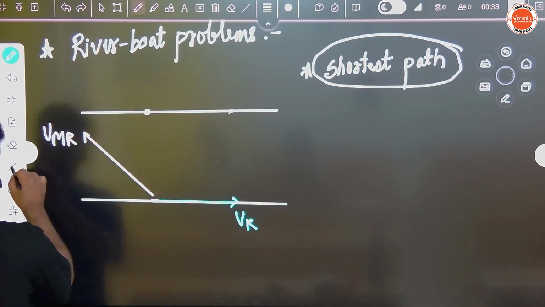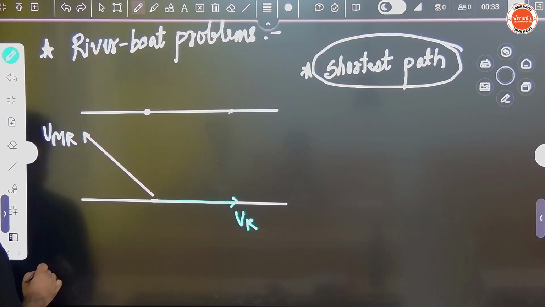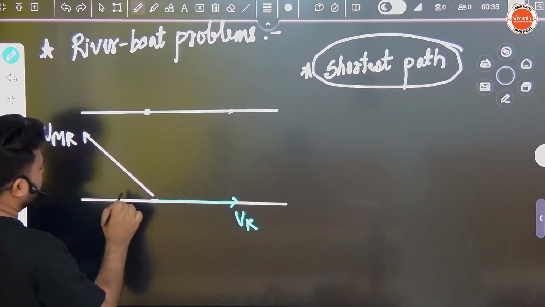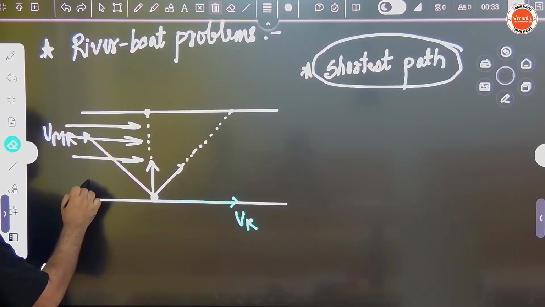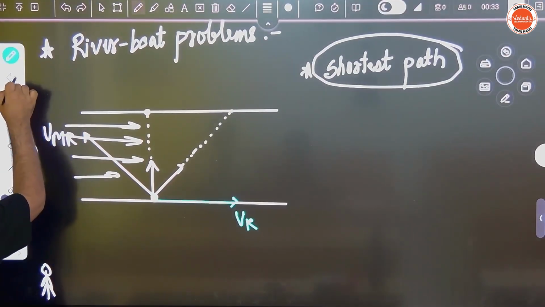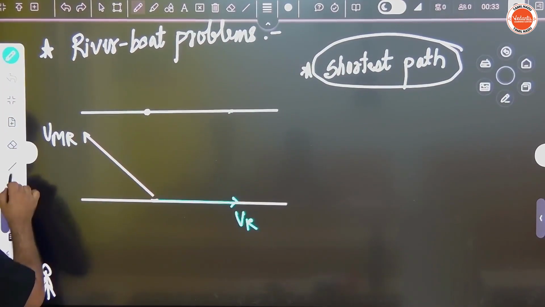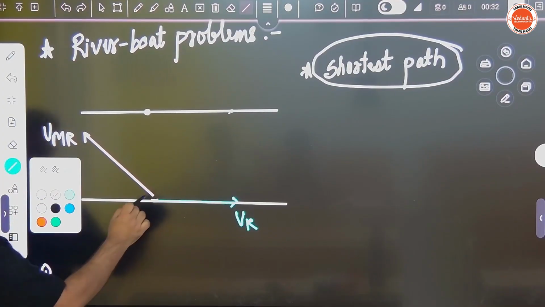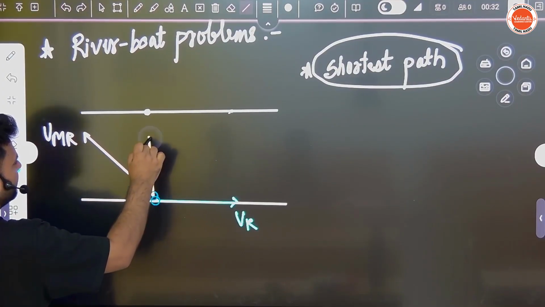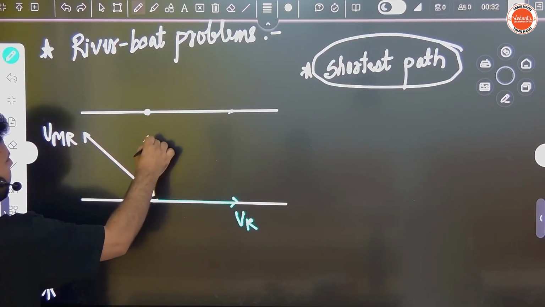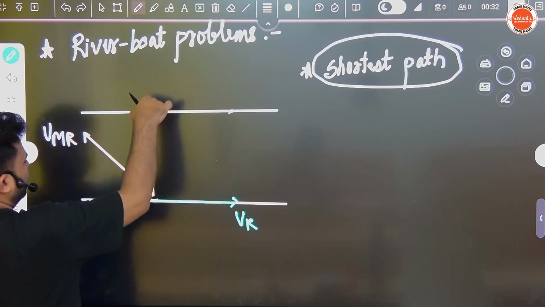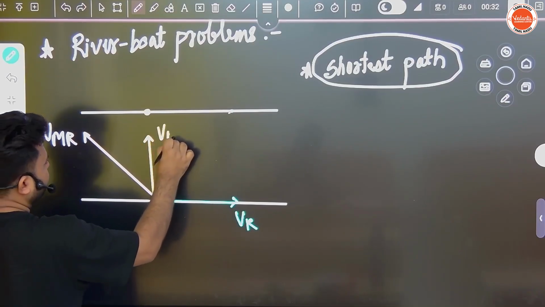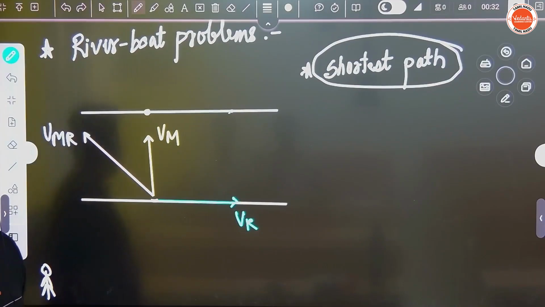So what will happen actually? If someone is watching all these things from the ground, he will see that water is tilting this. Water is coming like this, it will hit and it will become straight like this. Okay? Correct. So someone from the ground will say that the man finally moves in this direction and he will reach this point. So this is the shortest path. So this will be the final velocity of man. Correct.